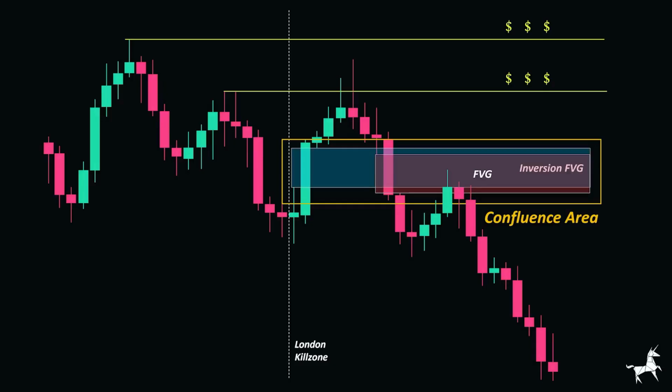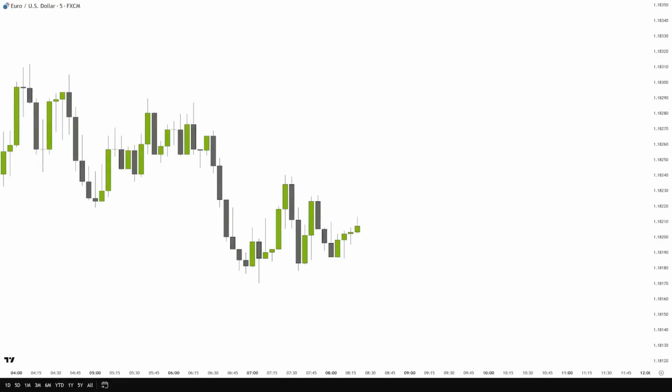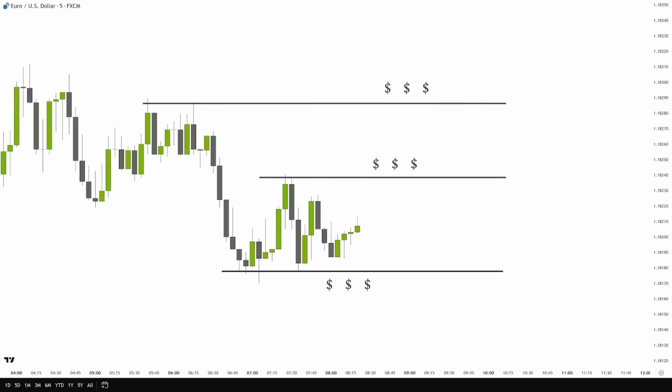Now, let's look at some of the real chart examples. Here on the Euro-Dollar 5-minute chart, let's mark the key liquidity levels in the Asian session. Here we can mark the buy-side and sell-side liquidity like this. Now, with the opening of the London Killzone, we want to see a liquidity grab pattern formation around either of these levels. So let's play the price forward.